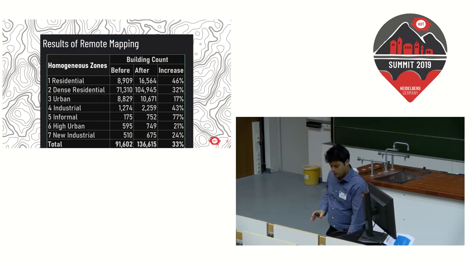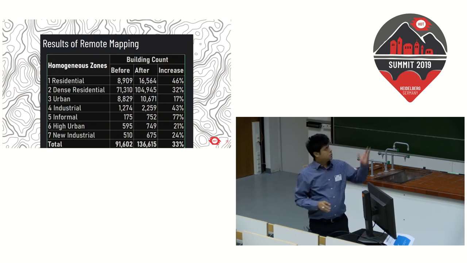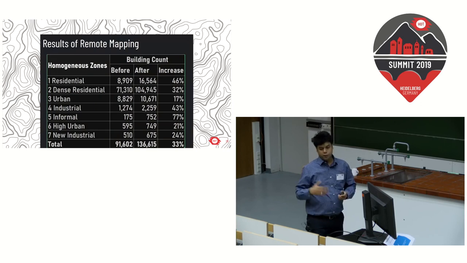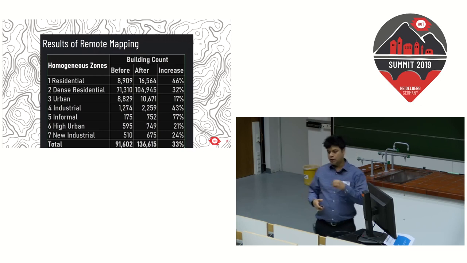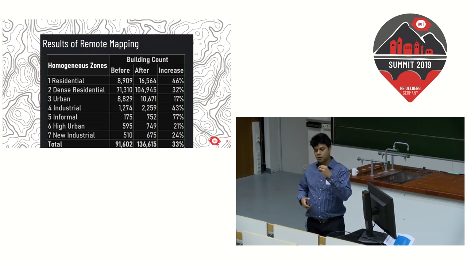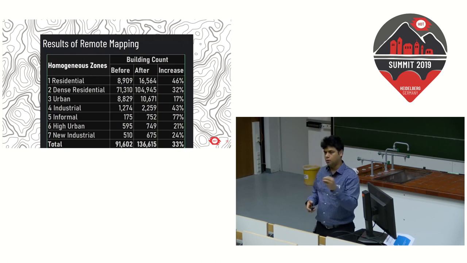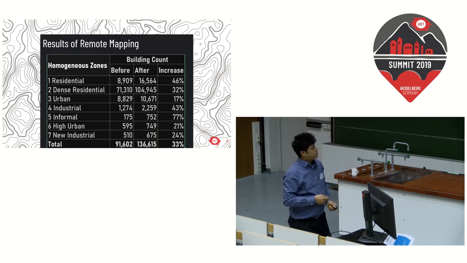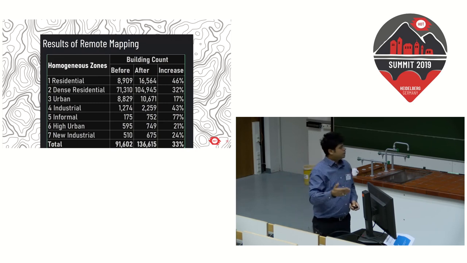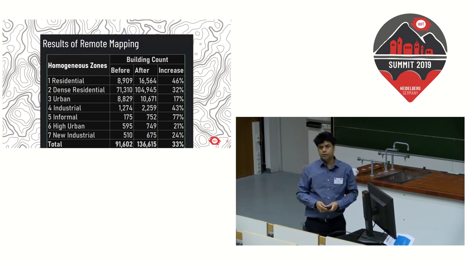So apart from the field survey, I just want to give some results, because before we went to the field, for 1 month, we actually remotely mapped Kathmandu City so that in the field, the surveyors would know where the buildings are located on the map. They would take the map with them, and they would be able to see that. And we're very proud of the fact that in 1 month, we managed to increase the number of buildings in Kathmandu by 33%.